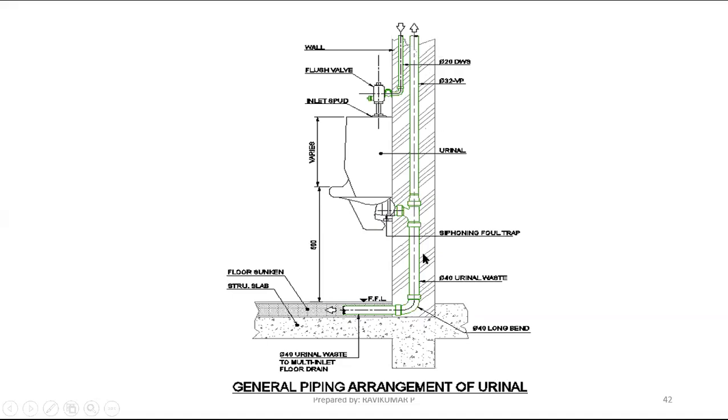All the pipes are buried in the wall only. These are not exposed, all are buried. The exposed parts are only this flush wall and the fixture. Like that only we are taking the vent pipe.